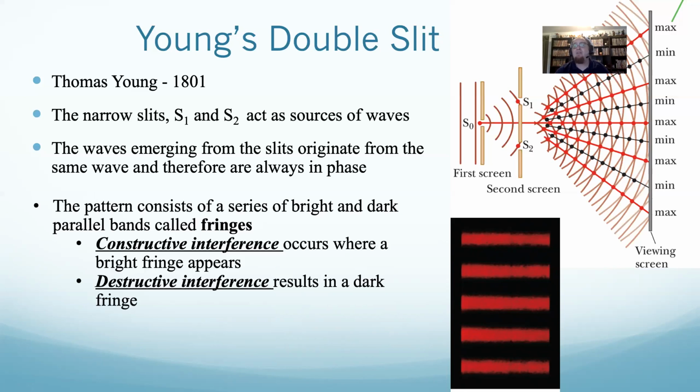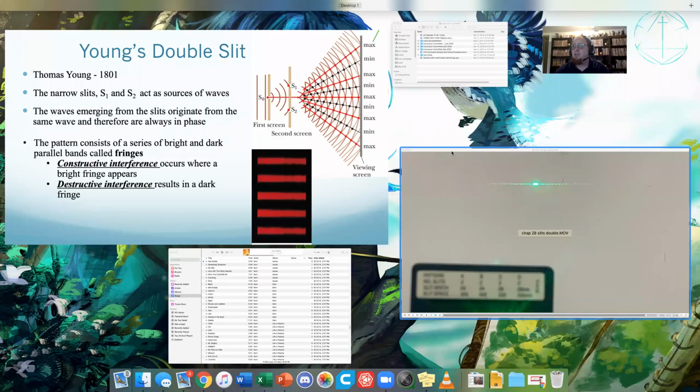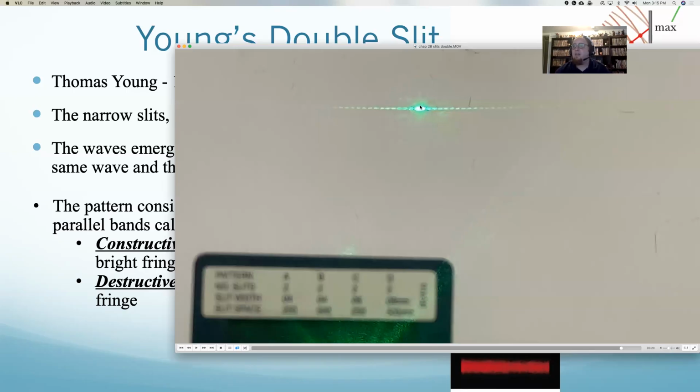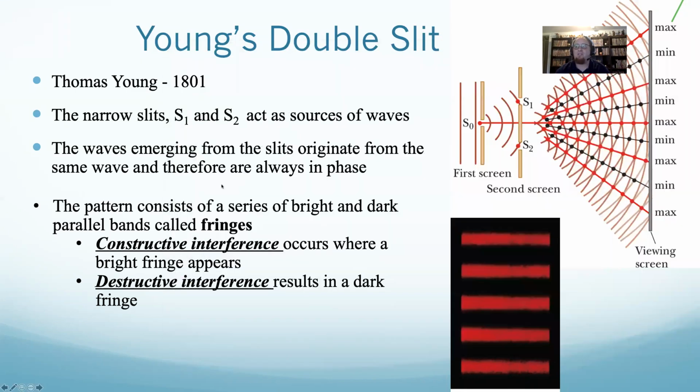The bright fringes are going to be where constructive interference happens. It's where the waves coming through slit 1 and slit 2 add constructively to make a brighter spot. The dark spots will be where destructive interference happens, where a max and a min add up to make a 0 and cancel each other out. And so in this setup, these bright spots are the constructive interference and the dark spots in between are the destructive interference.